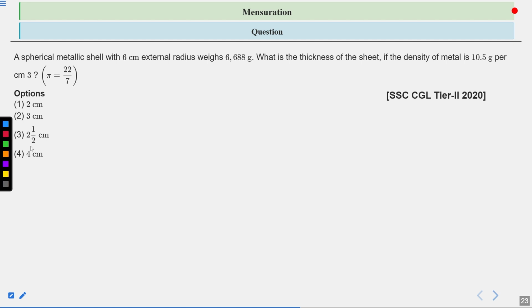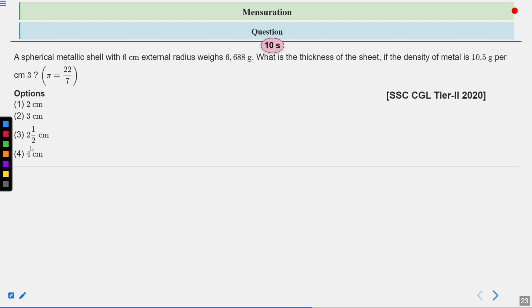A spherical metallic shell with 6 cm external radius weighs 6688 gram. What is the thickness of the sheet if the density of the metal is 10.5 gram per cubic centimeter, and we can take the value of pi as 22 by 7? This question was asked in the SSC CGL Tier 2 exam in 2020. There are four options. First one is 2 centimeter, second is 3 centimeter, third one is 2.5 centimeter, and fourth one is 4 centimeter.